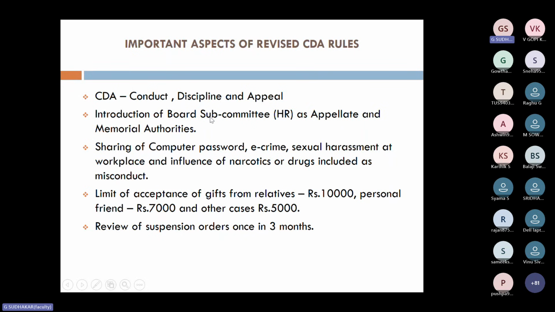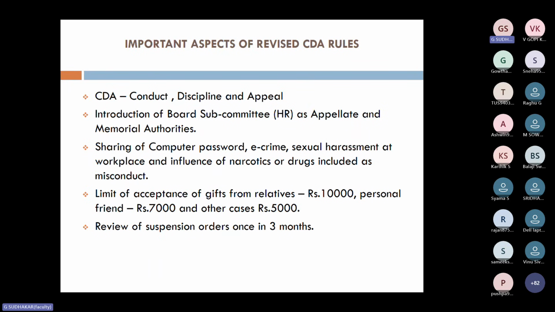This is the conduct, discipline and appeal rules of the GIEAIA company. There was an introduction after 2014. In 2014, a major amendment in CDA rules came. Originally, it was in 1972, 1973, and after that a major amendment came only in 2014. After that, several amendments, I think 5 to 6, came. One is the board subcommittee as appellate and memorial authorities, and sharing of computer passwords, e-crime, sexual harassment at workplace, and the influence of narcotics and drugs. They were included as misconduct.